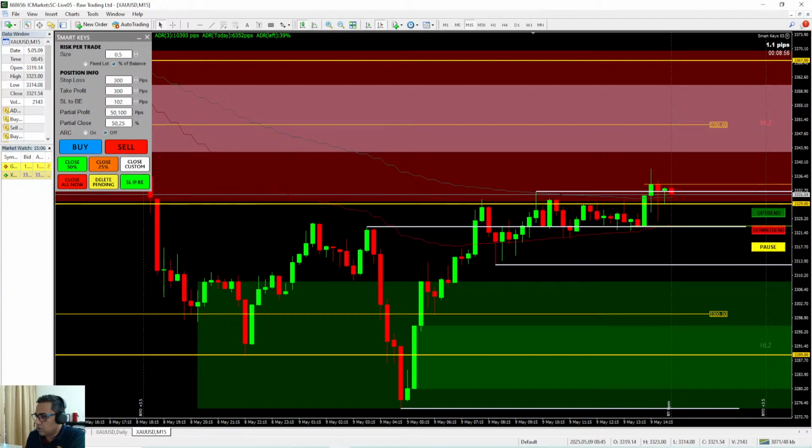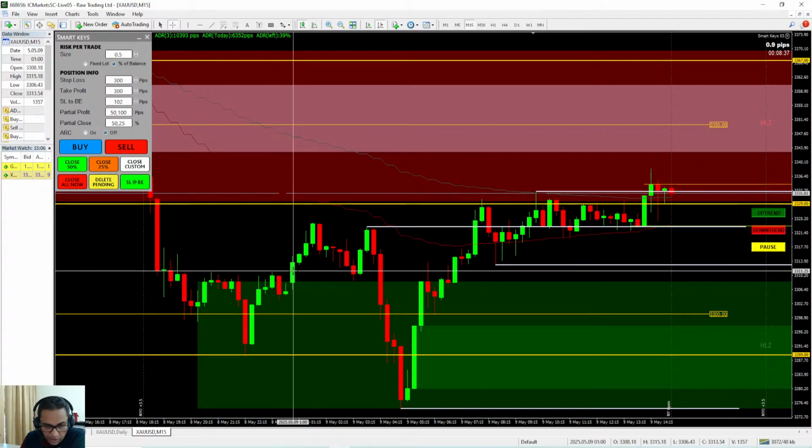In the New York session, we've been having smaller moves, much smaller in the first 2 3 hours of the NY Open. But towards the second half of the NY session, around towards the London close, we've been having fairly decent moves. Okay, so let's try understand better what price has done.